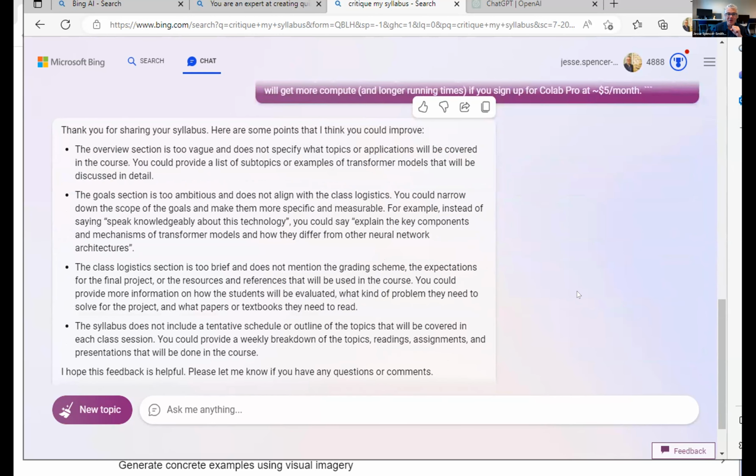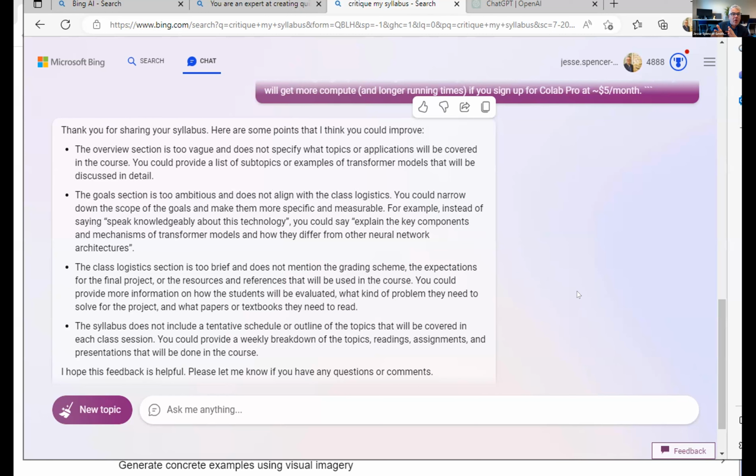First it says, thank you for sharing your syllabus. And certainly, because now the syllabus is part of their training material. So thank you for sharing your syllabus. At least it thanked me for it. But then it had some nice things. Overview section is too vague. Goal section is too ambitious. Class logistics section is too brief. Syllabus does not include a tentative schedule. Actually, it did, but it was below the token limit, so I couldn't get it in there.